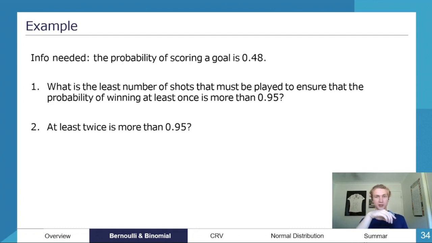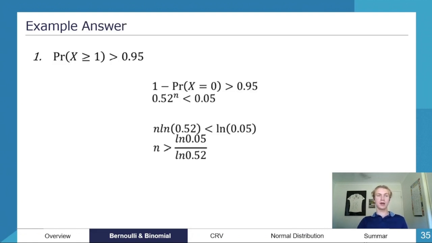Here would be an example question, but this one is for goals. Before we were talking about lotto tickets, but here we'll talk about goals. What is the least number of shots that must be played to ensure that the probability of scoring at least once is more than 0.95? Or at least twice is more than 0.95. And for question one, this is how you would work it out.